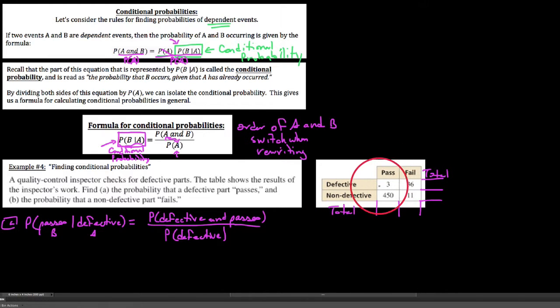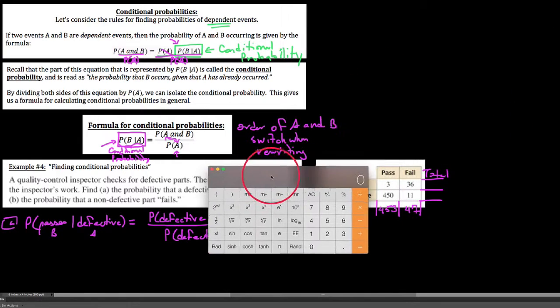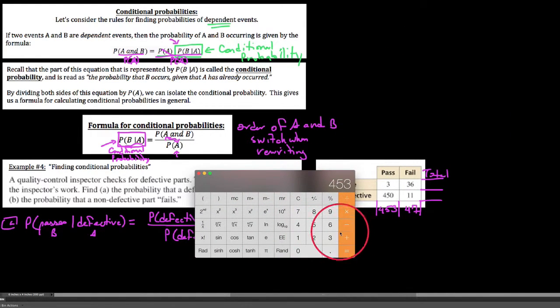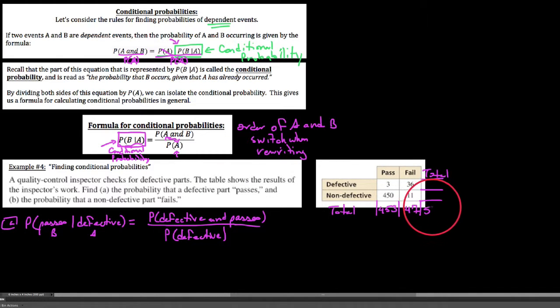It seems to me that of the defective parts, 3 of them passed, 450 of them that were non-defective passed. We would say that we have 453 that passed the test, okay? And total that failed, we had 47, okay? So a grand total, if we grab our calculators here, 453 plus 47, I think that's an even 500, but we're going to go ahead and inspect it here. We say 500. So 500 total.